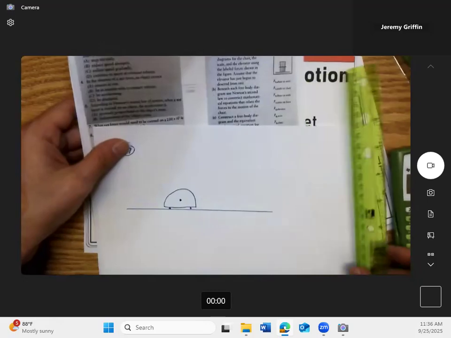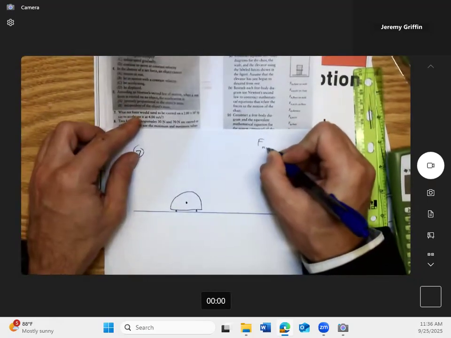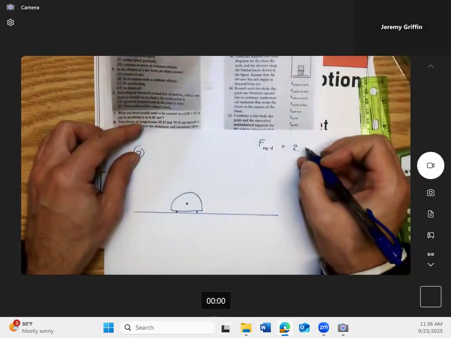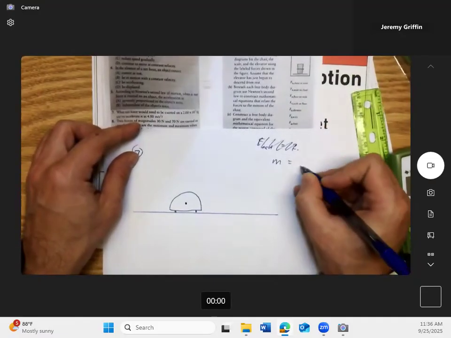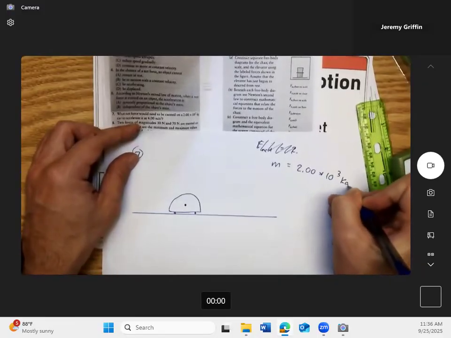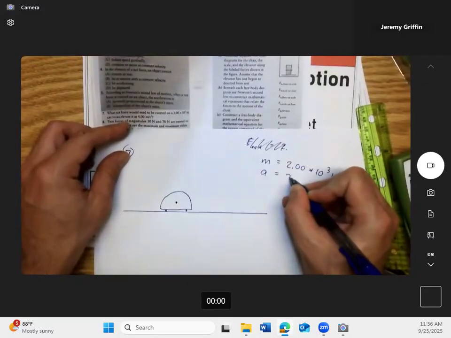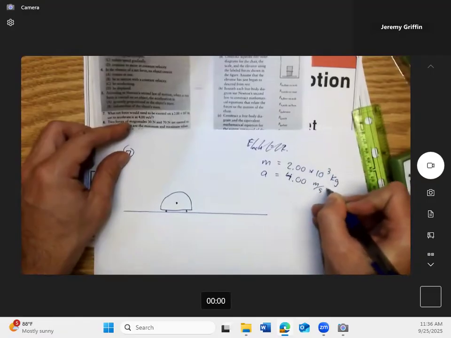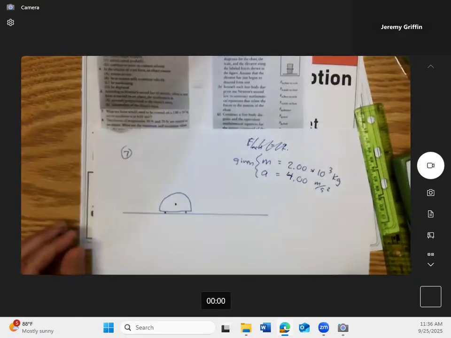Okay, so number 7. We're looking for the net force, F net. Sorry, we don't know that yet. The mass of the car is 2.00 times 10 to the 3 kilograms. They gave you that. Also, they gave you the necessary acceleration, which is 4.00 meters per second squared. So here are your givens, and we have to figure out something about net force.